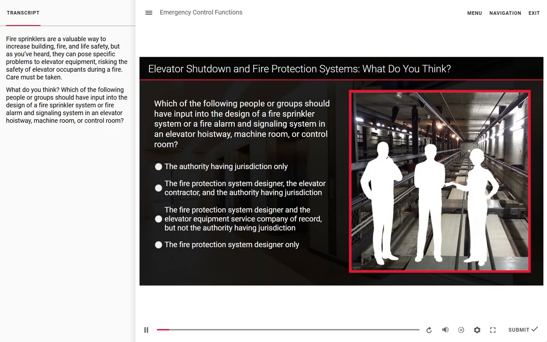Fire sprinklers are a valuable way to increase building, fire, and life safety. But as you've heard, they can pose specific problems to elevator equipment, risking the safety of elevator occupants during a fire. Care must be taken. What do you think? Which of the following people or groups should have input into the design of a fire sprinkler system or fire alarm and signaling system in an elevator hoistway, machine room, or control room?